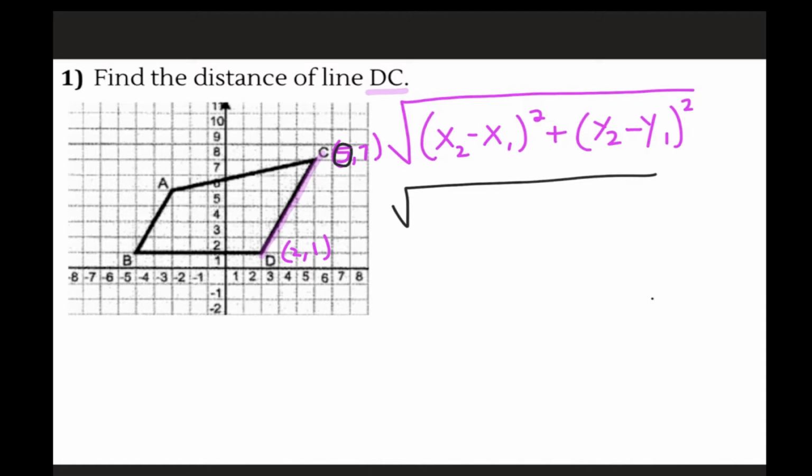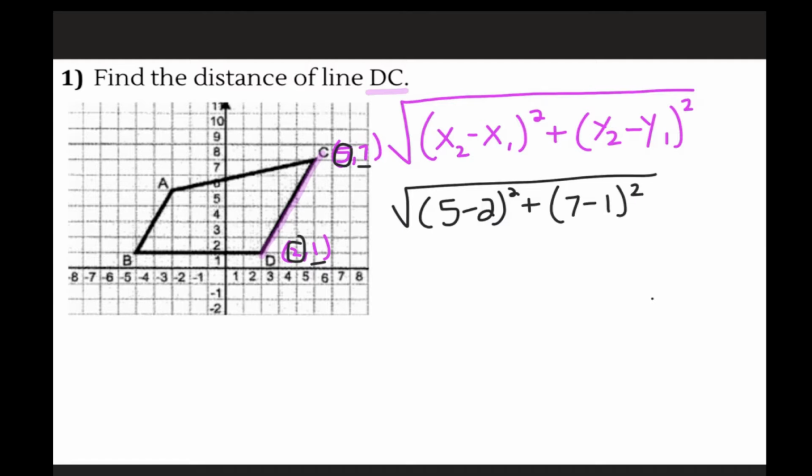I'm going to refer to this one as my x2 and this one as my x1. So it's going to be 5 minus 2, and I'm going to square that. And since I referred to this as my x2, this needs to be my y2. 7 is going to be my y2, and 1 is going to be my y1. So 7 minus 1, and I'm squaring it.